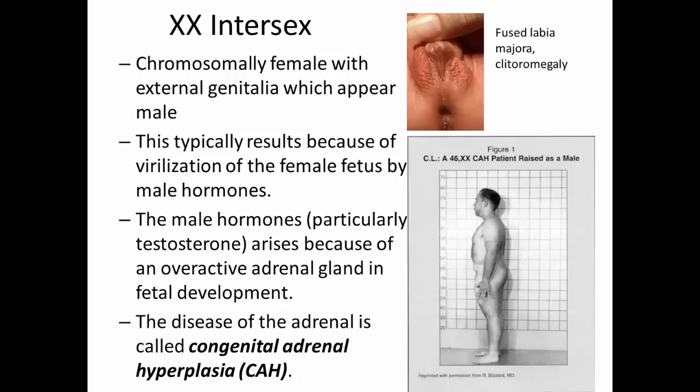And so as adults, this person is going to look similar to this. This person is 46 chromosomes, so that's normal, XX. And so they've got a genetic female, and they're going to have the sort of male pattern of hair, male pattern of development, musculature.